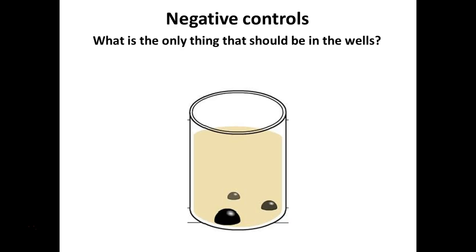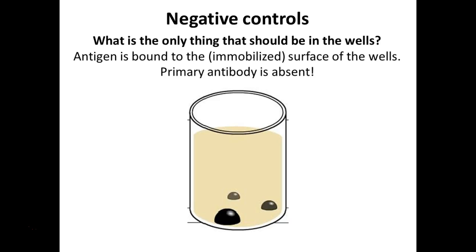So our negative controls, remember, should just have the antigen. No antibody is going to attach, right? No antibody should be present. It should look like this. Right? Just antigen, no antibody.